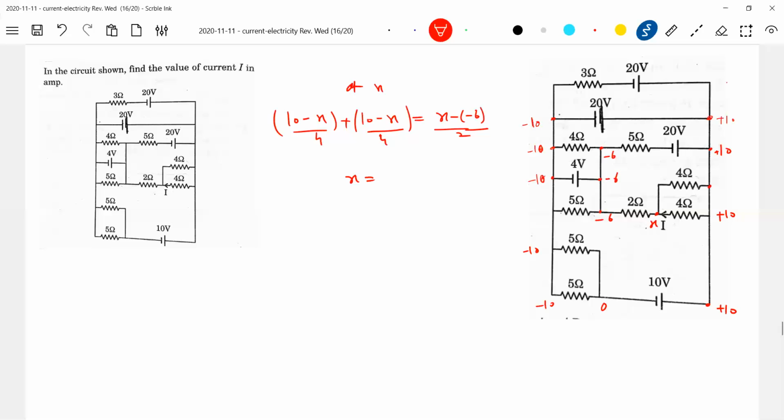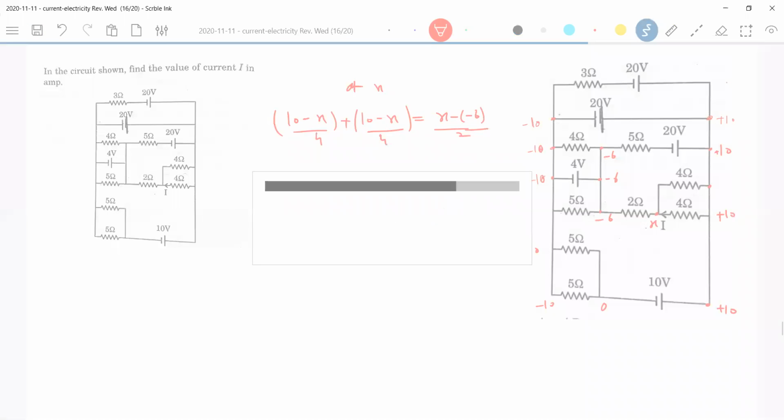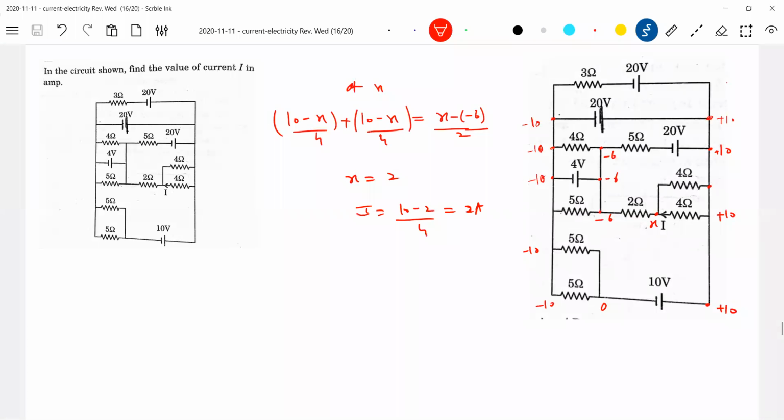Anybody got the value of x? 2. Okay, once you know x, then you can calculate the current. Right? How much? 2, sir, current is 2 also. Yeah, (10 minus 2) by 4. So nodal analysis will really help us a lot, especially when the circuit is very big. Nodal analysis is the only alternative.